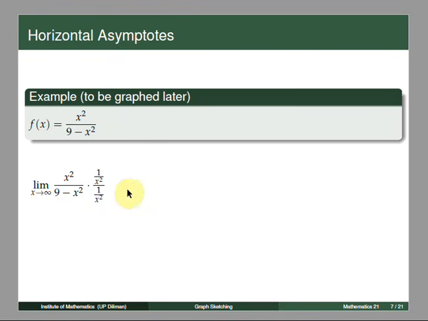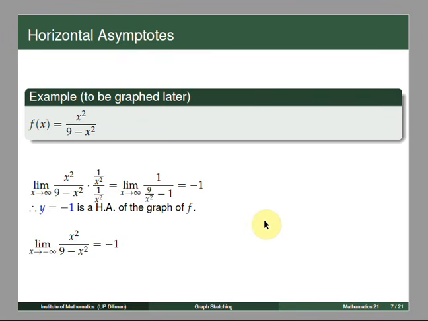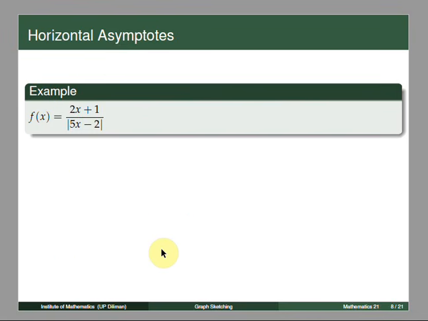The numerator becomes 1, the denominator becomes 9 over x squared minus 1. And from there, we can take that the limit as x approaches infinity equals negative 1. Very nice. From here, we conclude that the line y equals negative 1 is a horizontal asymptote of the graph of f. You can also check that if you take the limit as x approaches negative infinity of f of x, you still get negative 1. Nice. Let's move on to the next example.